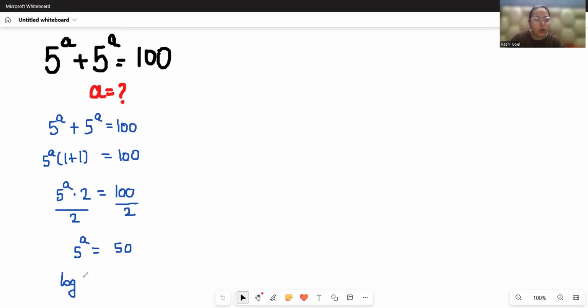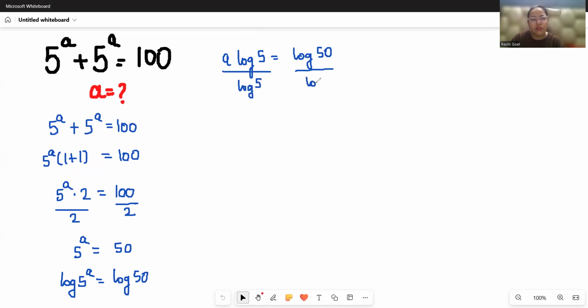Now I'm taking log on both sides. So log 5^a = log 50. So we can write this as a log 5 = log 50. Now if I divide both sides by log 5, so this will cancel out.